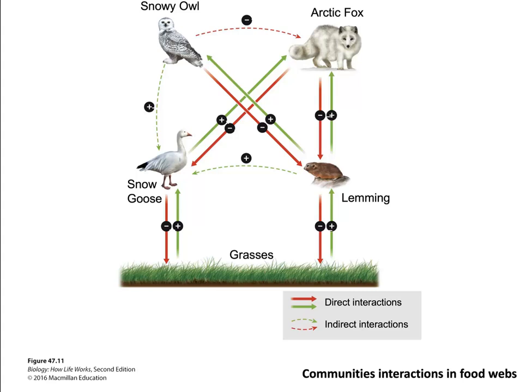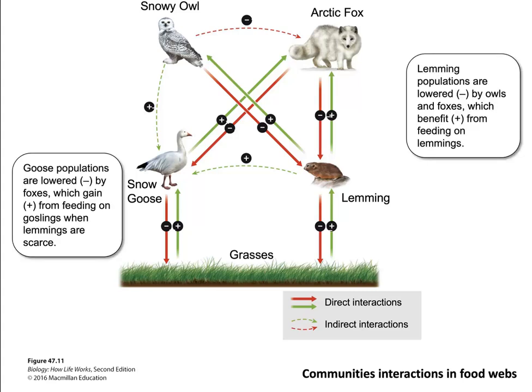And so if you look at the interactions that are going on here, you can see that the lemming populations are also lowered by owls and foxes. And the foxes and owls both benefit by eating the lemmings. And the goose population is lowered by foxes, which eat the geese. But you can also see that there are some dotted arrows, and those represent what are called indirect interactions.